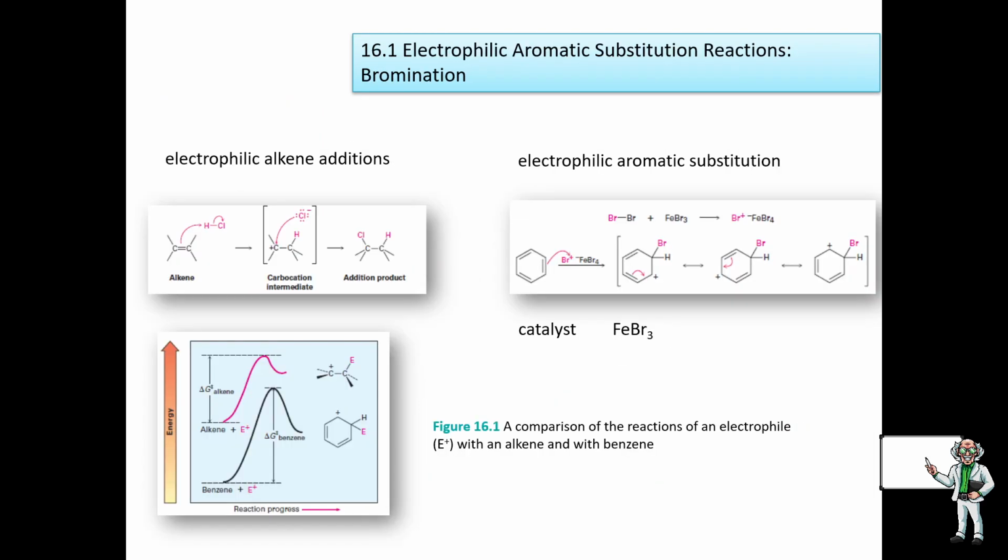How does it work? Well, the reaction, as you can imagine, is slightly similar to the electrophilic alkene addition. Remember that in the alkene addition, the pair of electrons of the p system of the double bond is attacking an electrophile, in this case, for example, hydrogen chloride. We are forming the carbon-hydrogen bond, and we are forming a carbocation. Then the carbocation is reacting with the nucleophile, the chloride, forming the addition product.